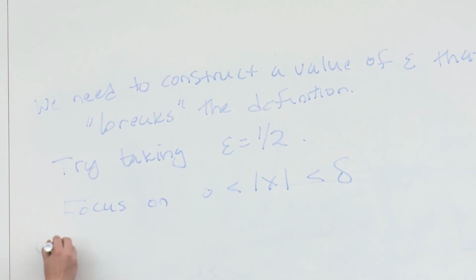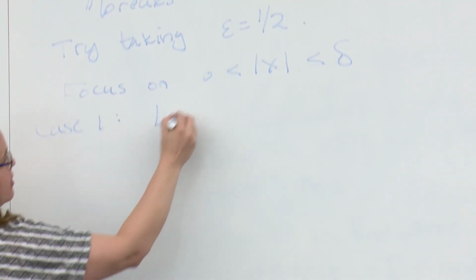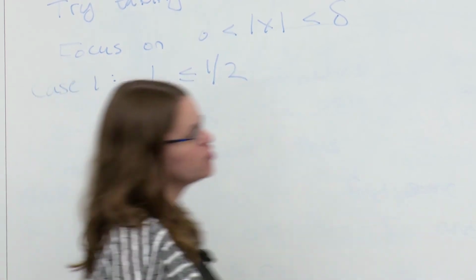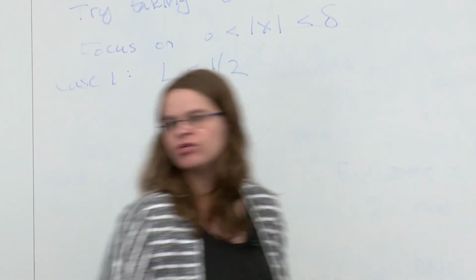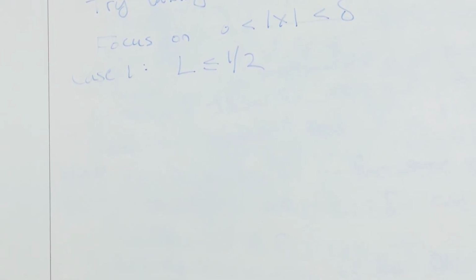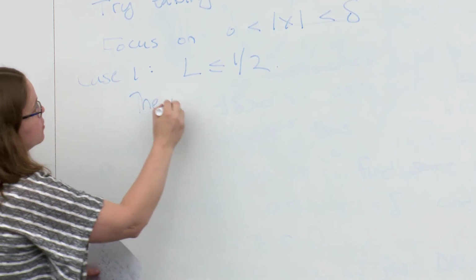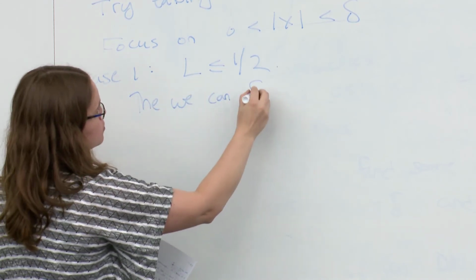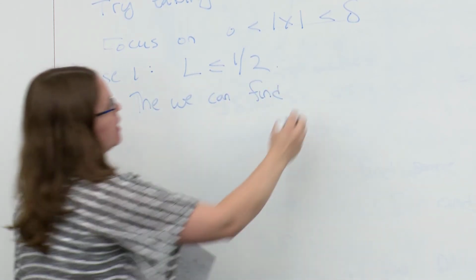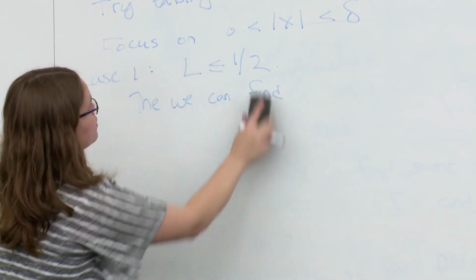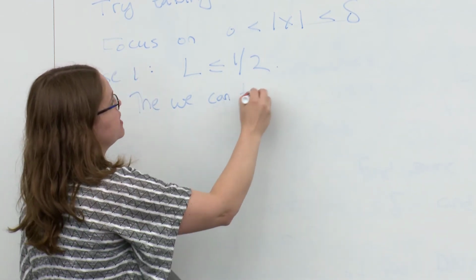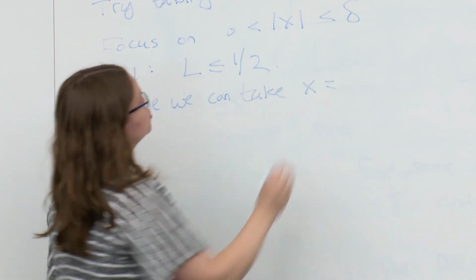So case 1. L is less than or equal to 1/2, right? All I've assumed right now is there's some limit, and I don't know what it is. So what I'm going to try to do is exclude all possible values of the limit. Say that actually none of them work. They all make the definition break. Okay, then what can we do? Then we can find x. Let me say this. Then we can take, say, x equal to.